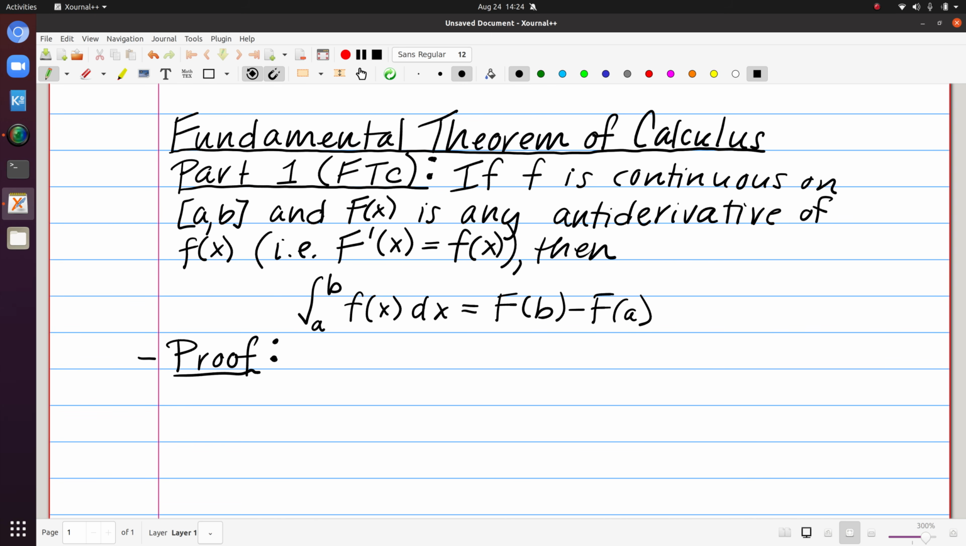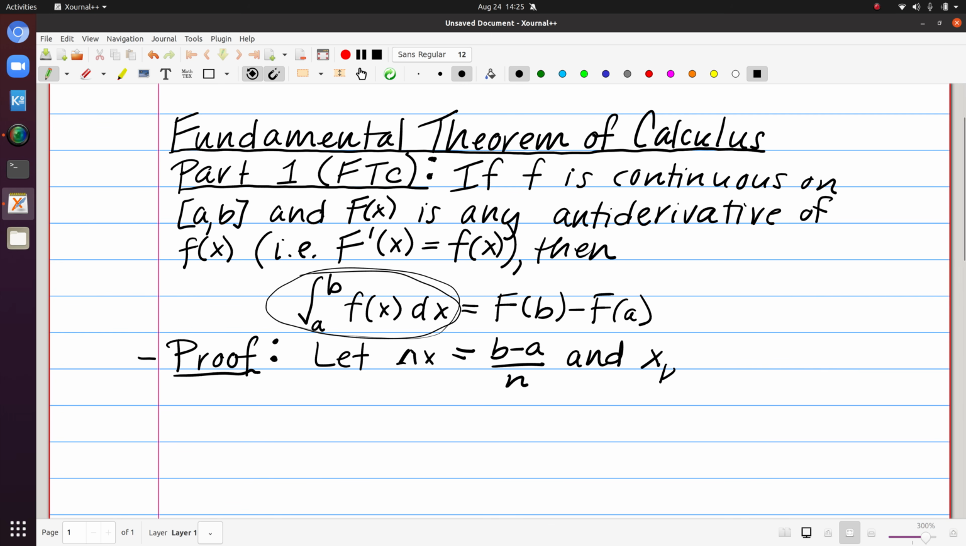So to start with here, I'm looking at what I'm trying to prove. And in some sense, I want to bring in the way that we defined the definite integral before. To do so, let's start off by bringing in some of our notation. So let's let delta x equal b minus a over n. And we're going to define x sub k, as we have been already, as a plus k delta x.